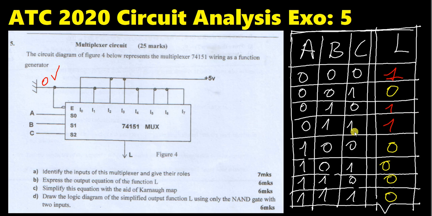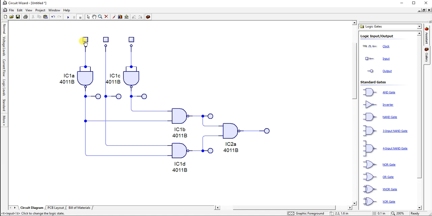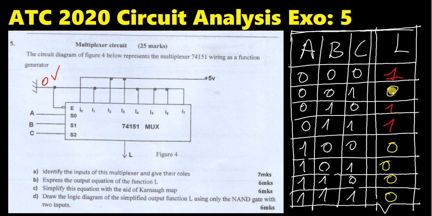According to this truth table, when you have input 0 0 0, the output is supposed to be 1. So let us launch the simulation and see how it's going. We have 0 0 0, the output is 1. When you have 0 0 1, the output will be 0, according to this truth table. 0 1 0, the output will be 1. 0 1 1, the output will be also 1.